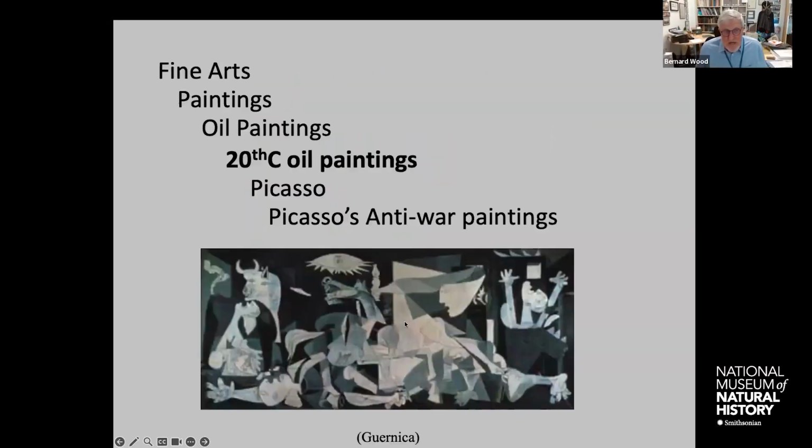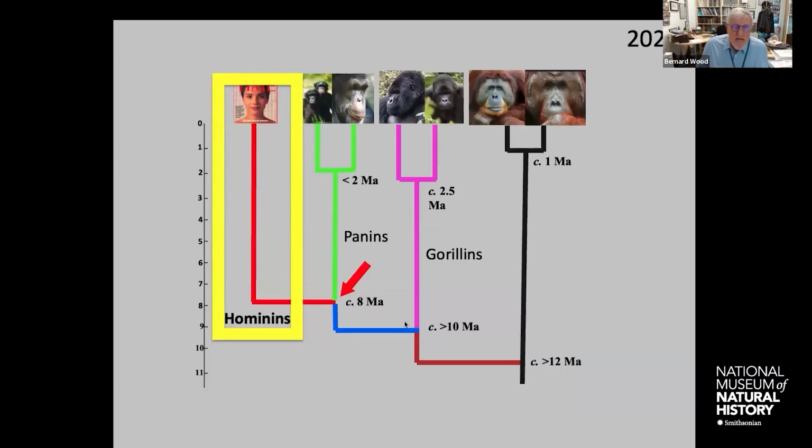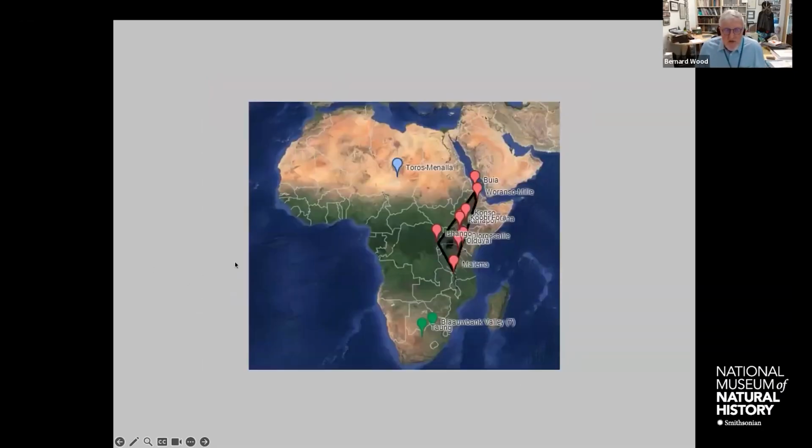Next slide. The fine arts list returns, this time with 20th century oil paintings in bold. So, a tribe would be something equivalent to the 20th century oil paintings. Next slide. The previous chart returns with a yellow box drawn around the Time magazine cover and the red hominins line. So my research interest is trying to work out what happens between the hypothetical common ancestor around 8 million years ago and modern humans. And that's what I want to talk about today.